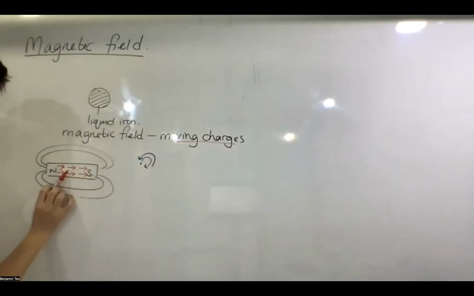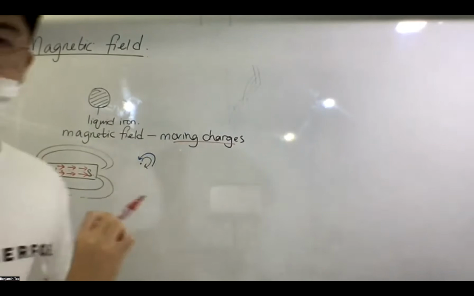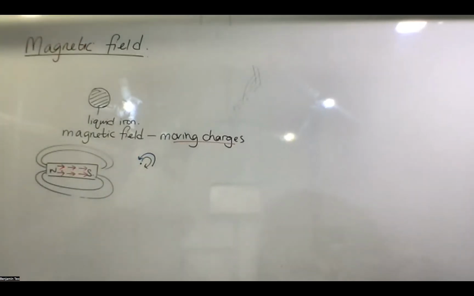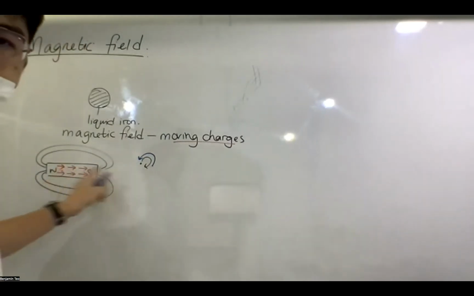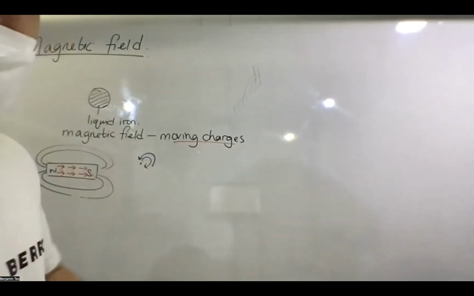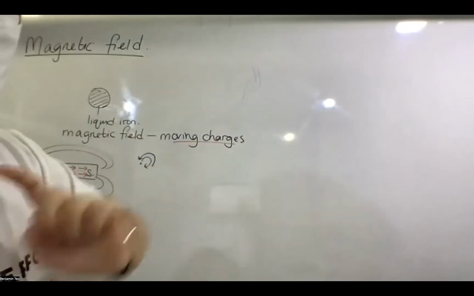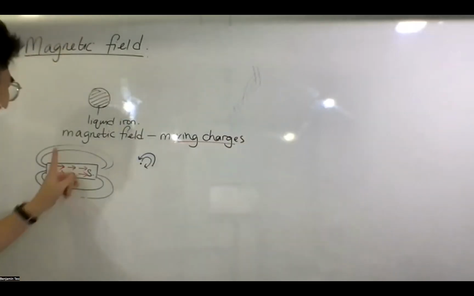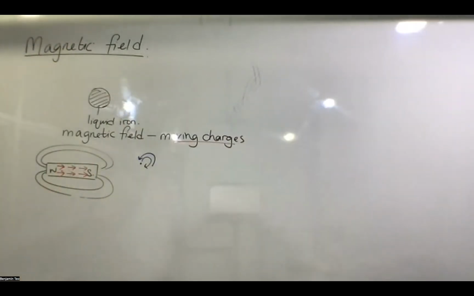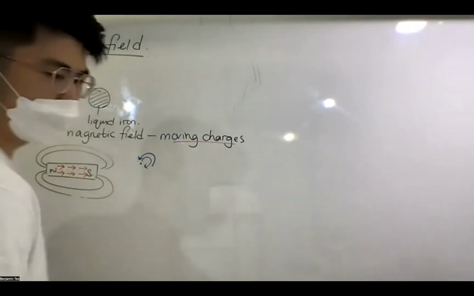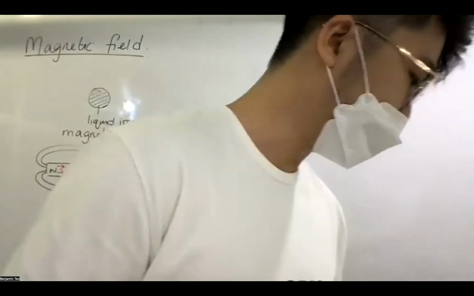Is the electron moving here inside? Yes, the electron is also moving. Not necessarily it must move from left to right. It can move in orbit. It can move like this, right? That is also a motion of the charges that create magnetic field, right? So that is the first thing, the origin of the magnetic field.